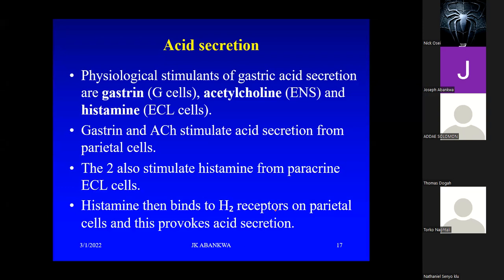Now, gastrin and acetylcholine stimulate acid secretion from parietal cells. These two stimulate acid secretion from parietal cells. So if you're a pharmacologist, what do you look for? You look for drugs to block these two from stimulating acid secretion from these cells, the parietal cells.